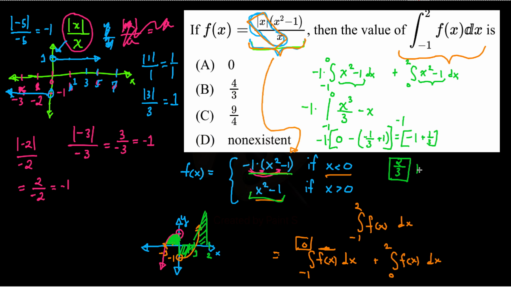So positive 2/3 plus. Now I have to find out what this one is. I already have the antiderivative. The antiderivative is x cubed over 3 minus x. And then I plug in 2. I'm going to get 8/3, not 8 to the third, right? 2 cubed is 8. So it's 8/3 minus 2. And then this becomes what? 2 is 6/3, right? Yeah, this is 6/3. So then 8/3 minus 6/3 is 2/3.